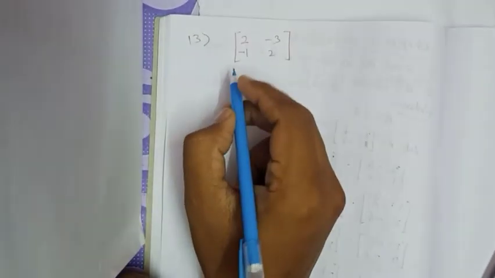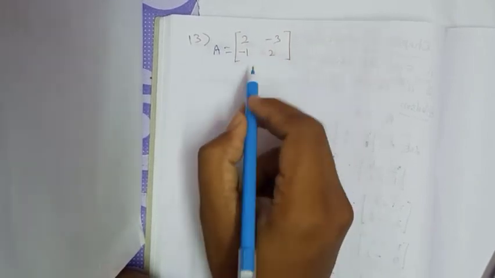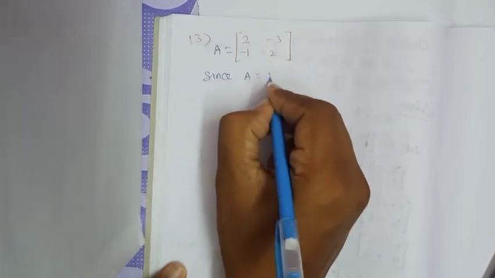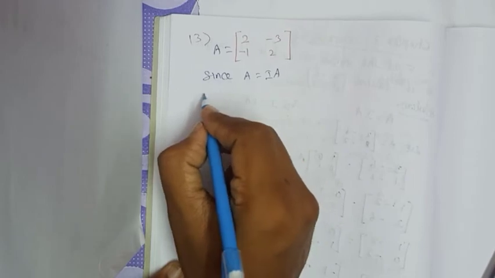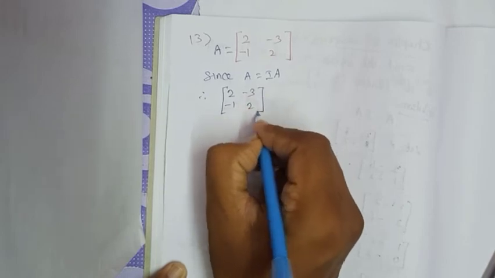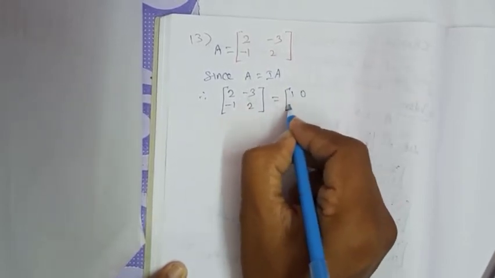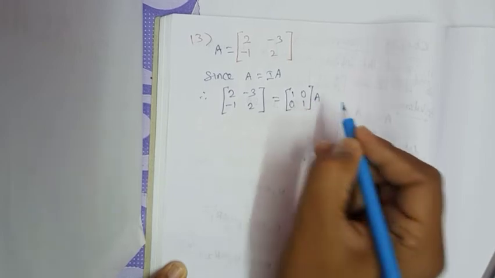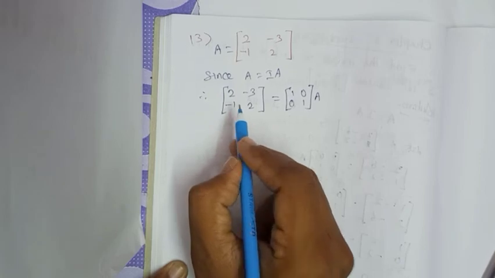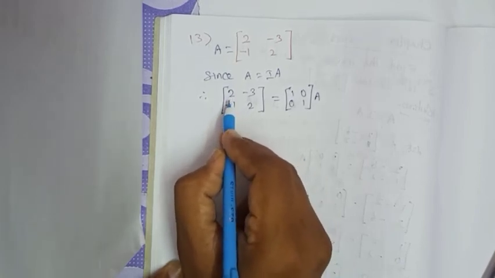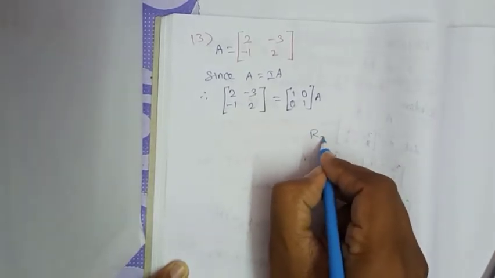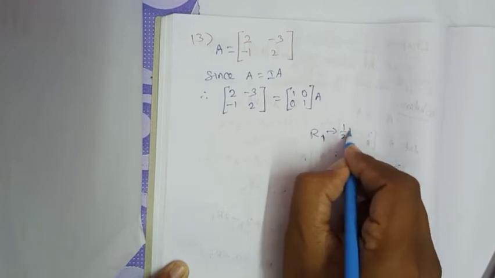Next, sum number 13. We take the matrix A, which is equal to, since A equal to I into A, we write this form. Therefore, the A matrix is 2, minus 3, minus 1, 2, which is equal to identity matrix 1 0, 0 1 into A. The rule is we convert this left hand side matrix to the identity matrix. So the first entry we convert to 1. So we divide by 2 in the first row. So we write the procedure, R1 implies 1 by 2 R1.